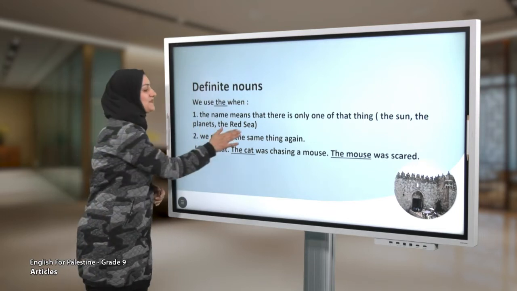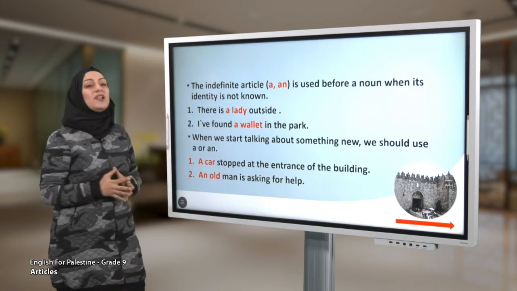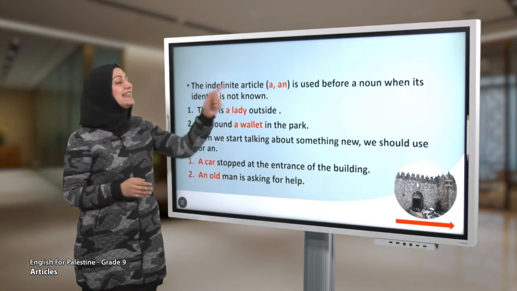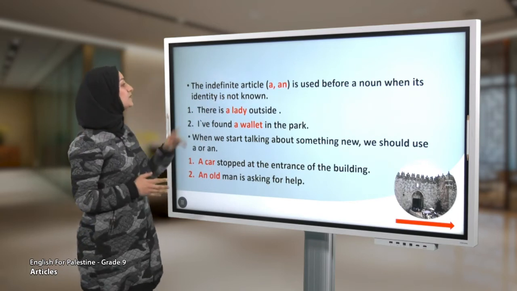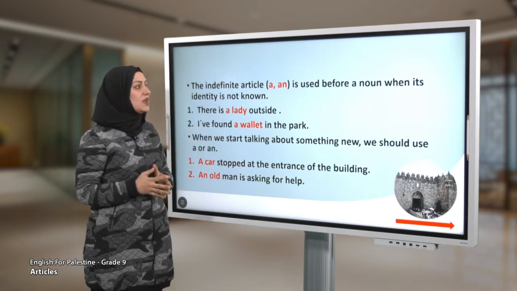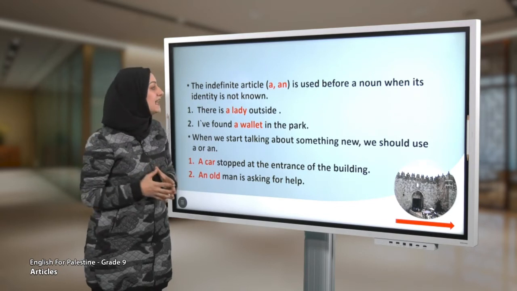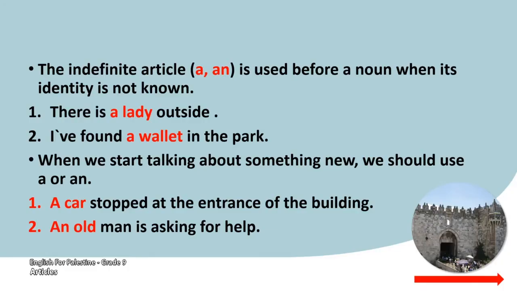Let's continue. Now we will look at a and an. A and an are articles that are used with indefinite nouns. What do we mean by indefinite nouns? A noun is indefinite when its identity is not known to the speaker. For example, there is a lady outside. Do I know the lady? No, I don't know the lady, but there is a lady outside.